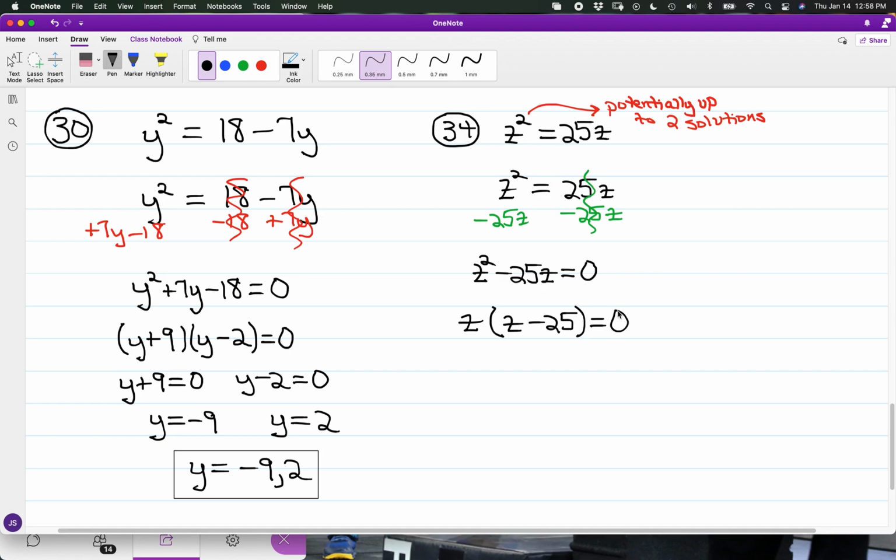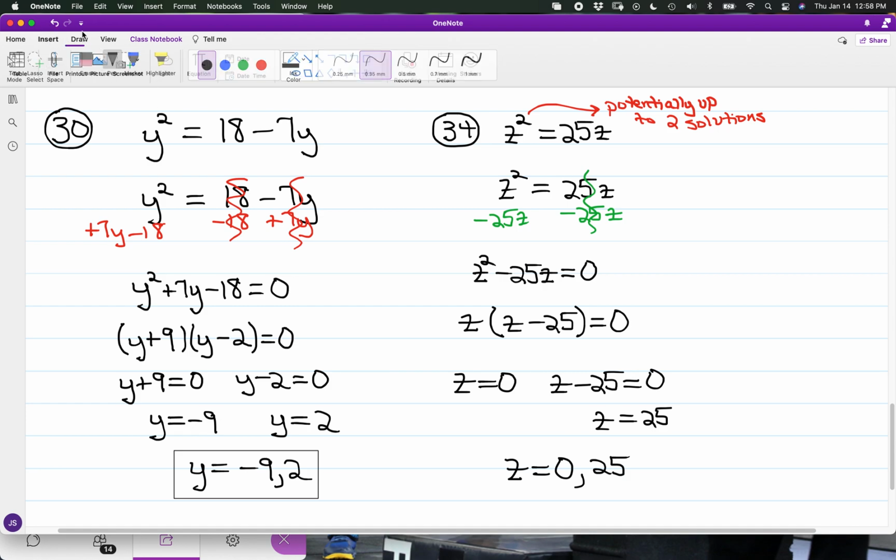Again, we have equal to 0, so you have 2 factors here. If I set z equal to 0, we automatically have 1 solution, which is 0. 0 squared is 0, 25 times 0 is 0. And then from the other factor, z minus 25, setting this equal to 0, we have the other solution to be 25. 25 squared is 25 times 25. So there'll be 2 solutions in z, whereupon we have the values 0 as well as 25.